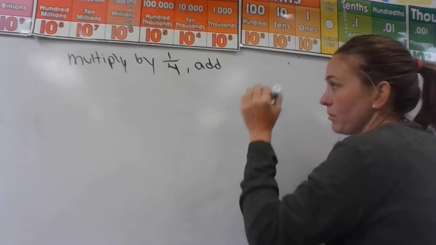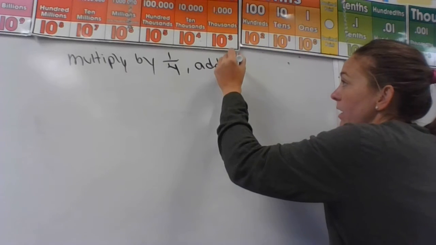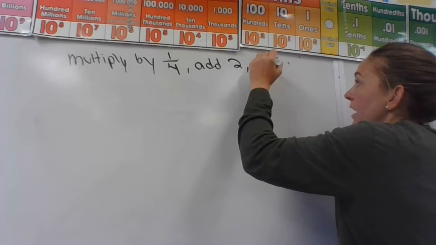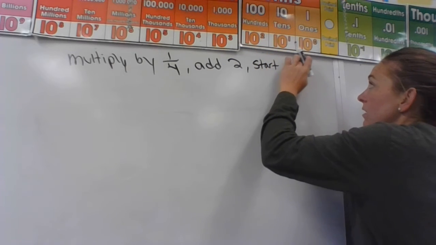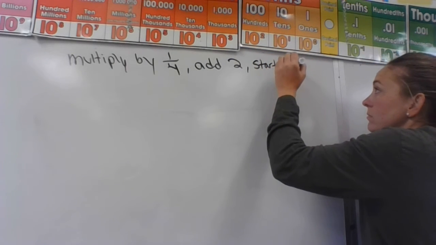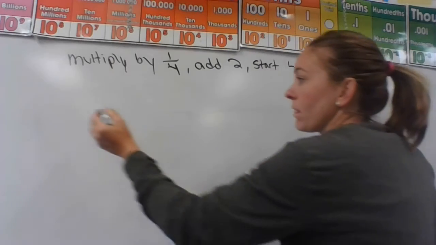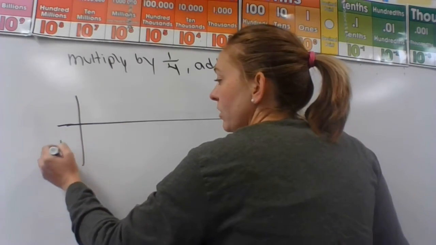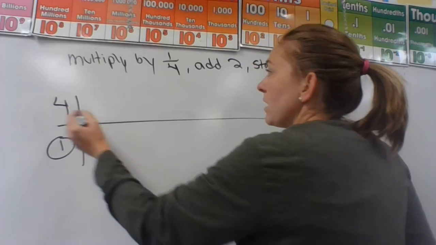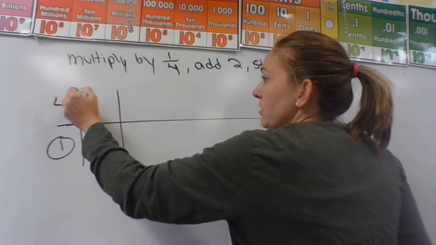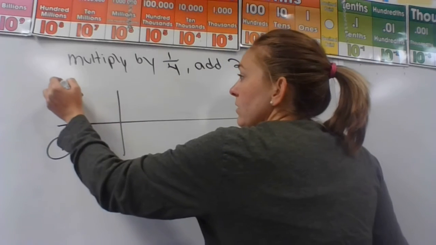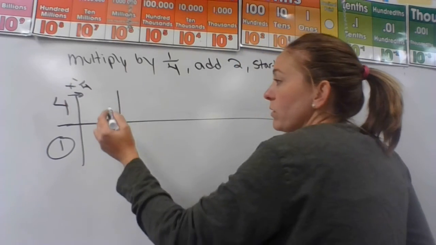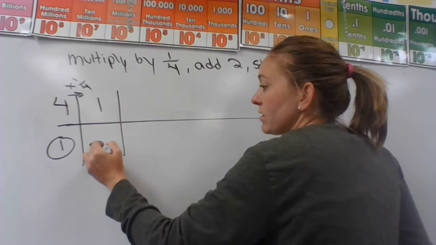We'll do something easy with this one. How about add 2, and then we'll start at, I don't know. Let's start at 4 to make it easy. Okay, we'll see where this goes, because I have no idea. So our first term will be 4. Then we're multiplying by 1/4, which is really like dividing by 4. So times 1/4. 4 times 1/4 is 1. That'll be our second term.